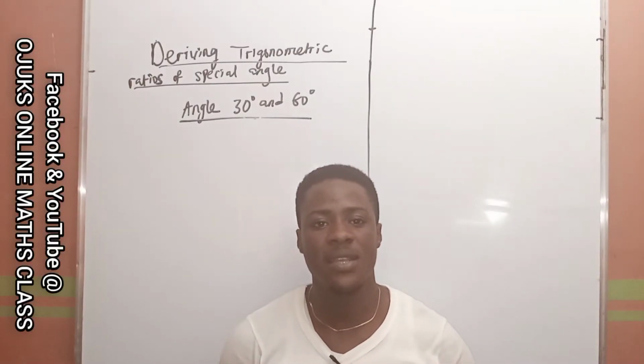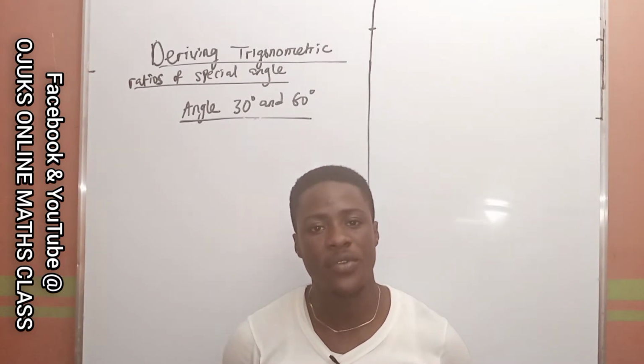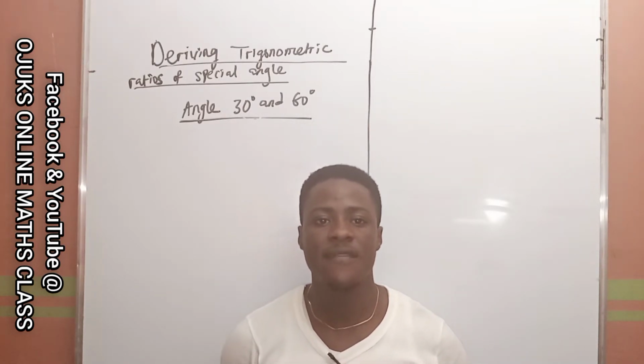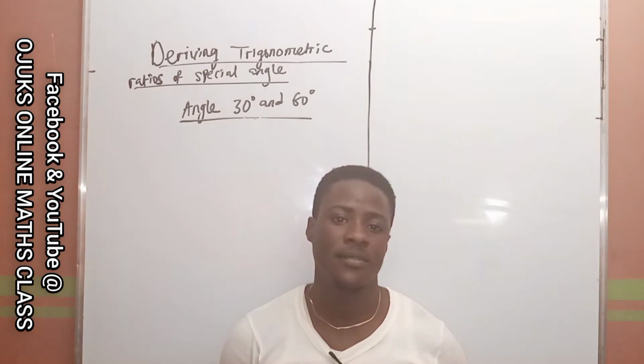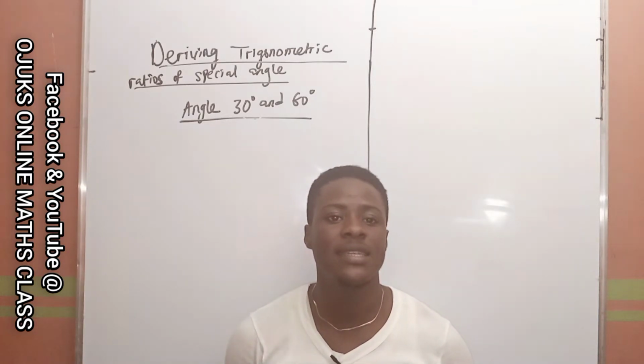In this video, I would like to teach you how to derive the basic trig ratios of special angles. I guess you all know what special angles are all about. We have special angles like 30 degrees, 45 degrees, 90 degrees, and the rest of them. So today, we'll be looking at how to derive the trig ratios of the special angles 60 degrees and 30 degrees.